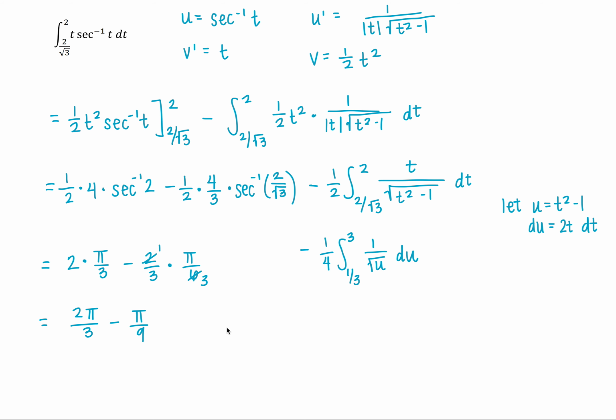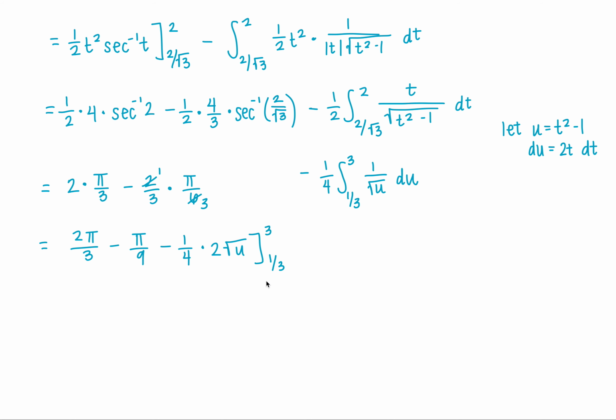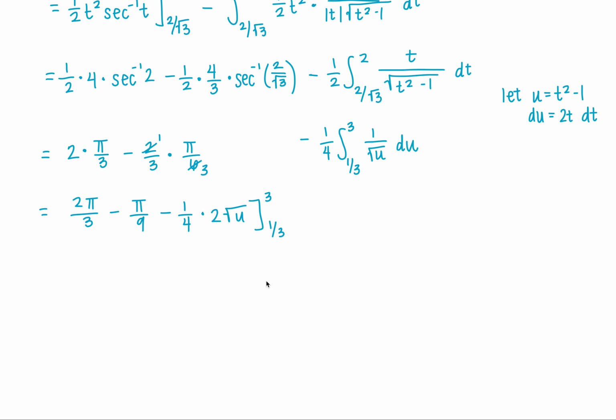Now, over here, let's go ahead and integrate. So we have minus 1/4. When we integrate 1 over the square root of u, we get 2 times the square root of u. I'm going to integrate that from 1/3 to 3. Now we're just going to evaluate that 2 times the square root of u and clean everything up.